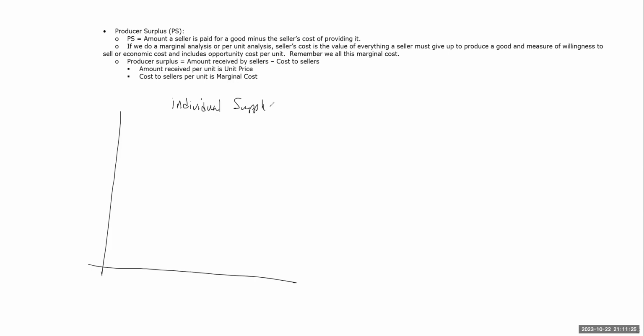Here's the individual supply curve. There's the price of pizza, quantity of pizza. There's the supply curve for pizza. All right. That first slice of pizza, whatever this company, Domino's, is more than happy to sell it at 50 cents. Why? Because that's how much it costs them to make it. Remember, for that first slice, the supply curve is the marginal cost curve.